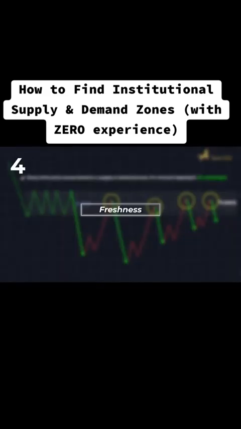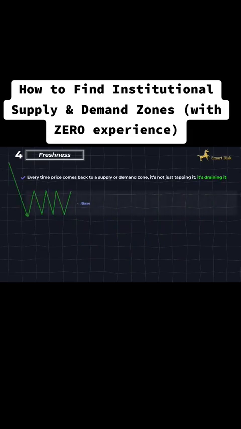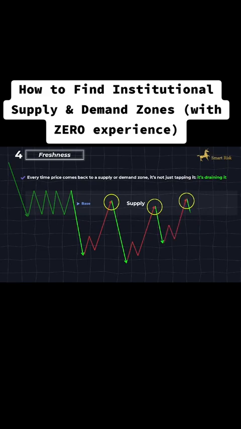Rule number 4. Freshness. Every time price comes back to a supply or demand zone, it's not just tapping it, it's draining it. Each mitigation reduces the remaining orders in that zone, weakening its strength and making it less likely to hold in the future. That's why fresh zones, the ones that haven't been retested, tend to give the strongest reactions. The more times price returns, the weaker that zone becomes. So avoid zones that have been tapped multiple times. They've already served their purpose. Stick to fresh, untouched zones if you want high probability reactions.